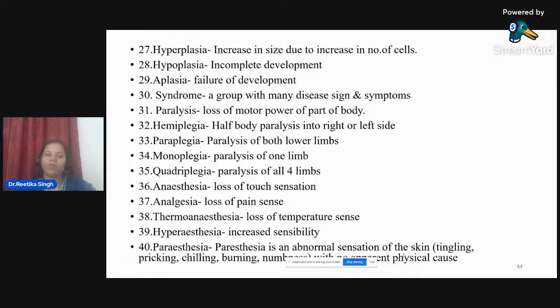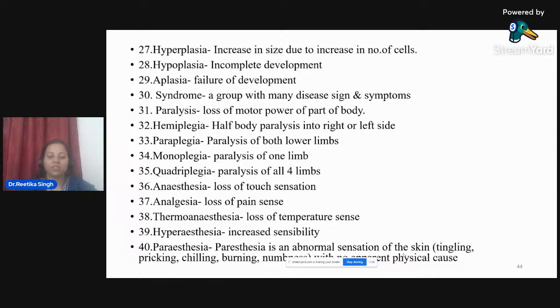Syndrome is a group of many diseases and signs and symptoms. Paralysis is loss of motor power of the body. Hemiplegia is half body paralysis, of the right or left side. Paraplegia is paralysis of both lower limbs. Monoplegia is paralysis of one limb. Quadriplegia is paralysis of all four limbs, both hands and both legs.